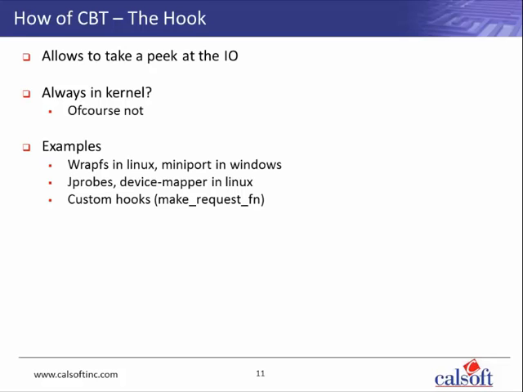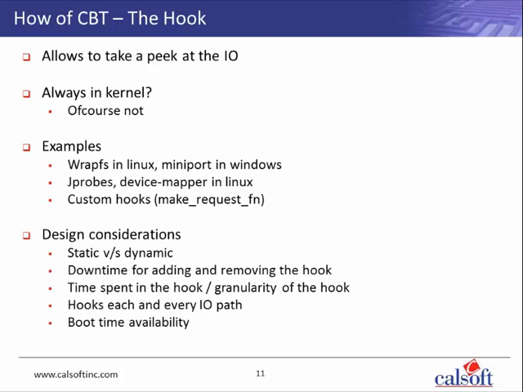In Linux, there are many ways that an I/O path can be hooked for various storage objects. RAPFS, for example, can be used to stack on top of any existing file system and hook into the file I/O path in the kernel. It is similar to something like a Windows Miniport driver. Modules that use JProbes and device mapper targets can also be written in Linux to hook into the block I/O path. One can also create custom hooks for block devices in Linux, like redirecting the make request function of any block device to custom code.